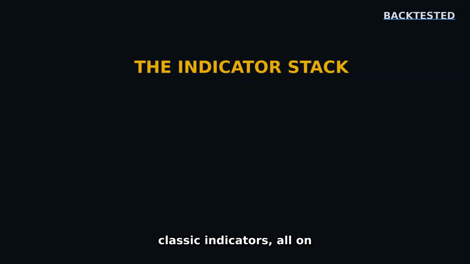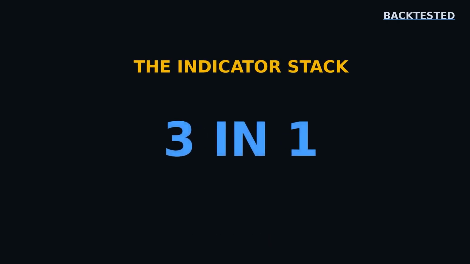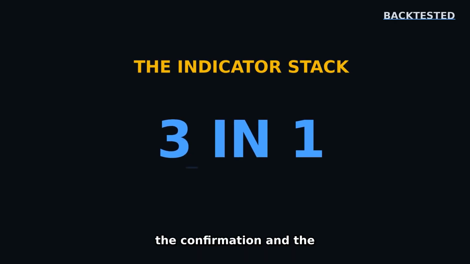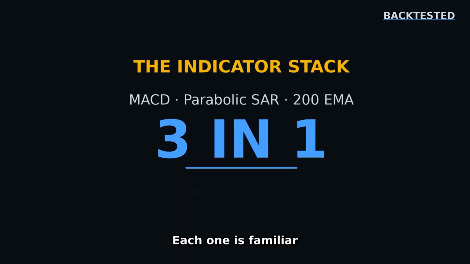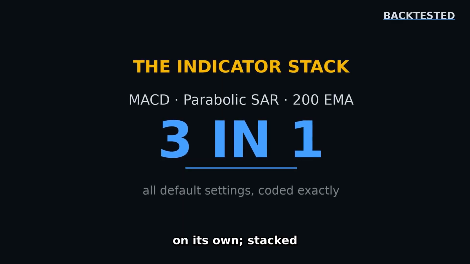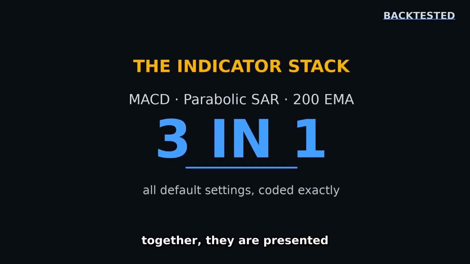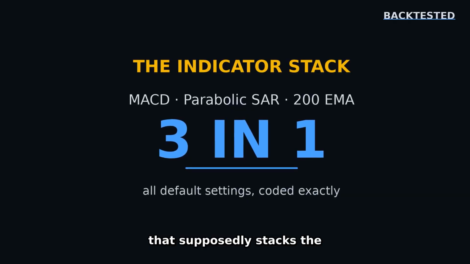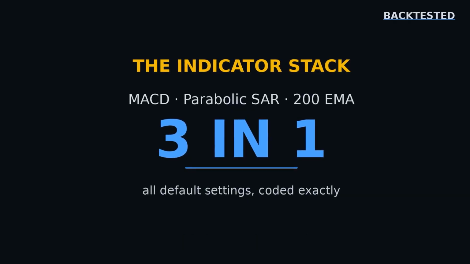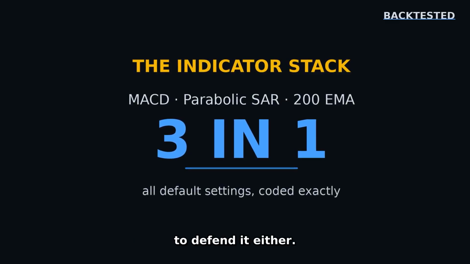The strategy layers 3 classic indicators, all on default settings. The MACD is the trigger. The Parabolic SAR is the confirmation and the trailing stop. The 200 EMA is the trend filter. Each one is familiar on its own. Stacked together, they are presented as a high-probability system, the kind of setup that supposedly stacks the odds in your favor. Our job here is not to mock the idea, and it's not to defend it either.